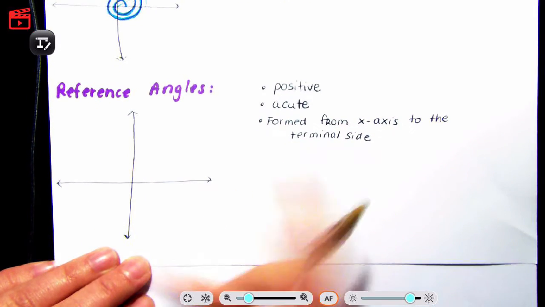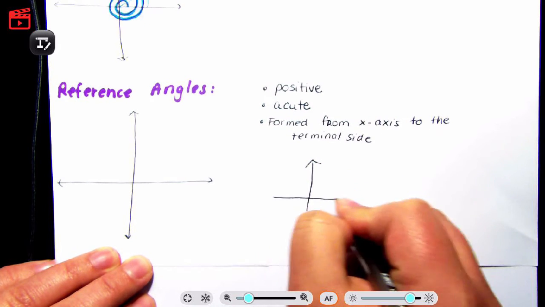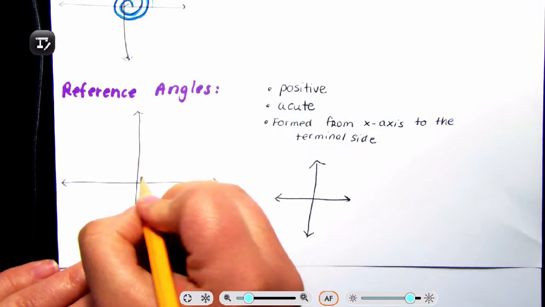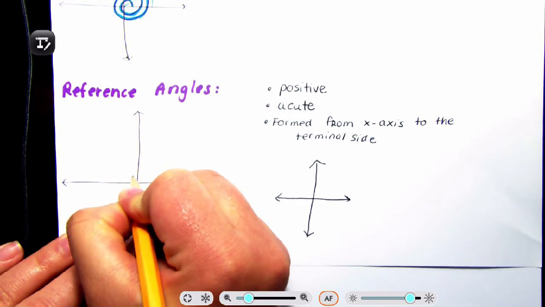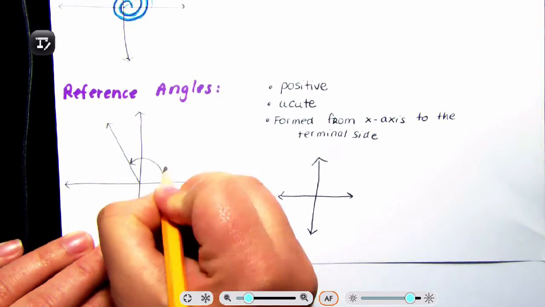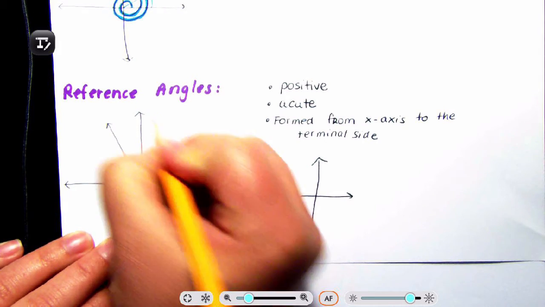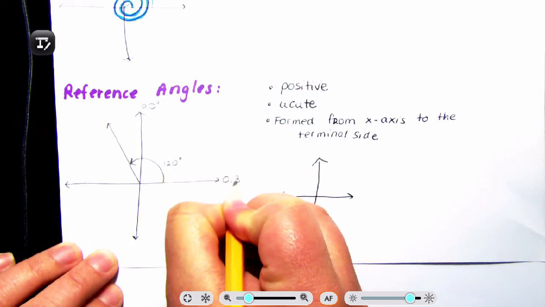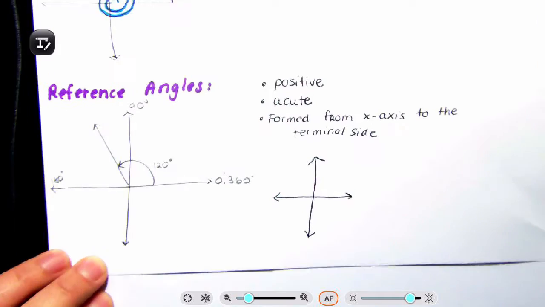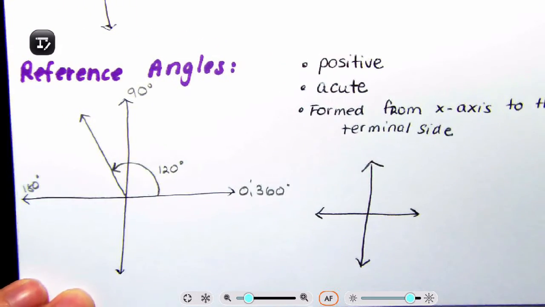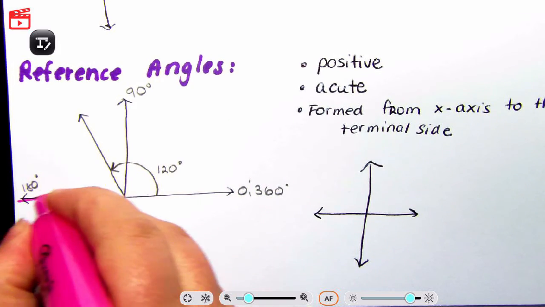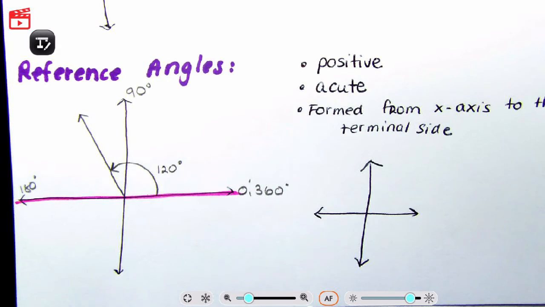Okay, there's one. I'm going to do a few more and show you what that is. Let's say we have an angle of 120 degrees. Here's my initial side, here's my terminal ray, and this angle is 120 degrees. Here's my 90, here's my 0 or 360 degrees, here's my 180 degrees. Your reference angle is going to be from your x-axis to the terminal ray.